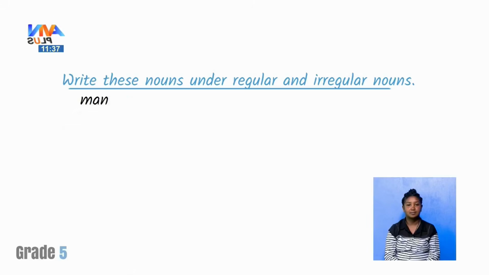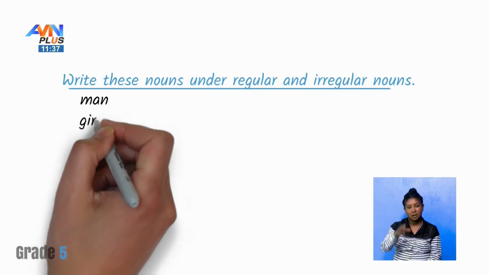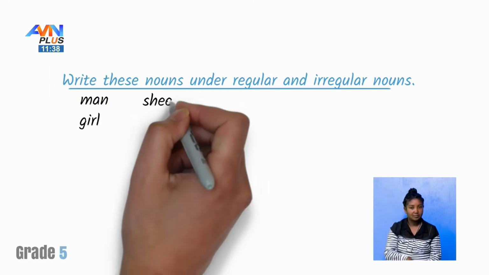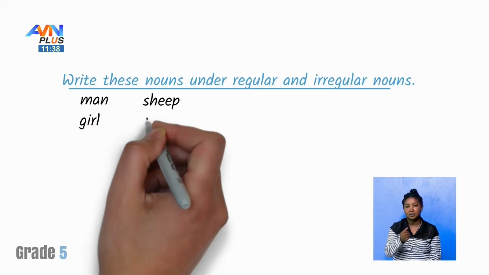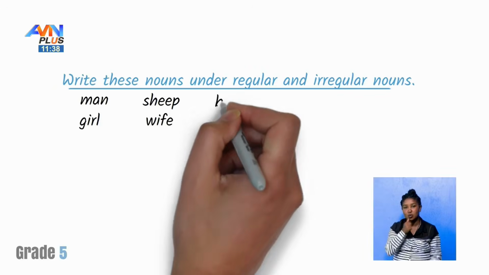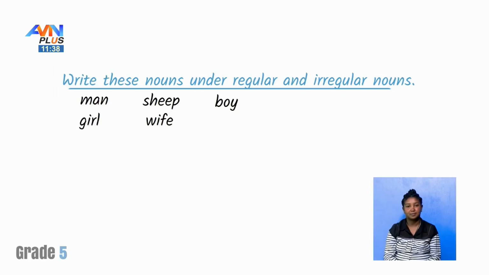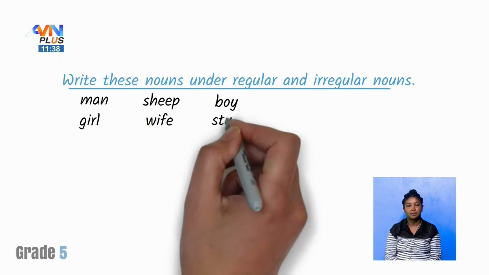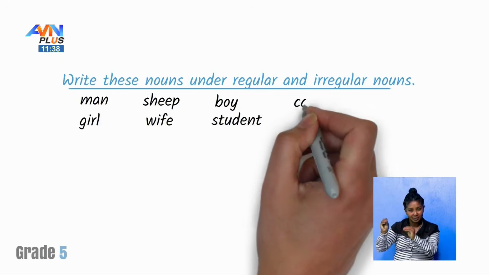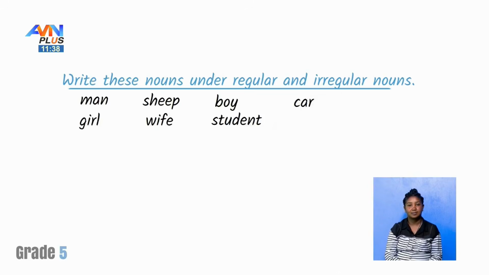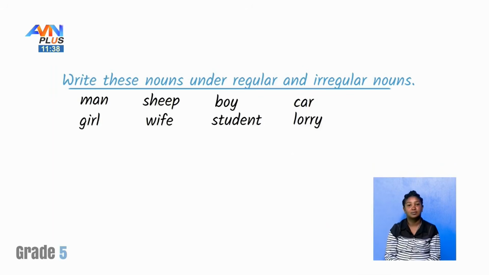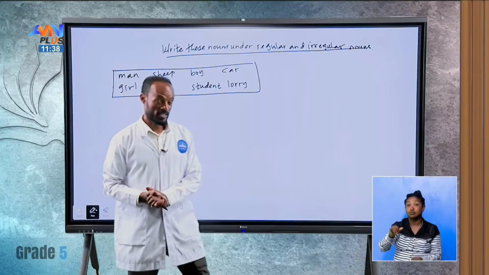Man. Girl. Sheep. Wife. Another one is boy. Student. Car. Lorry. Do this one for the next class.